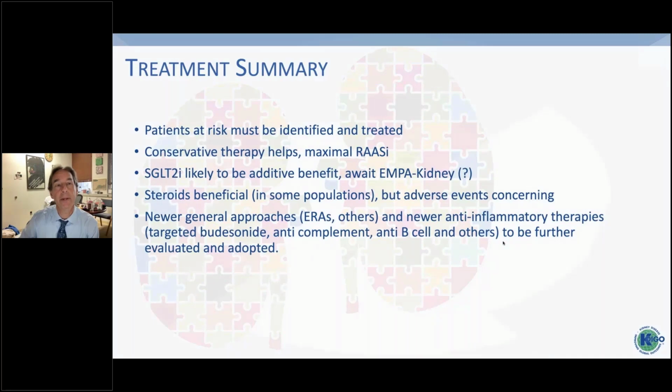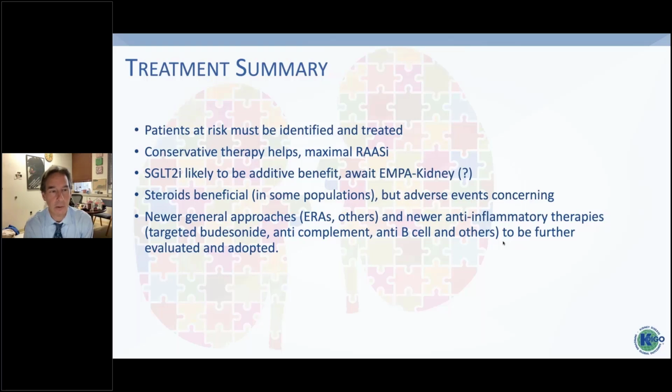So in summary, patients at risk of progression with IgA nephropathy must be identified in our communities, and the appropriate patients need to go on to treatment. Conservative therapy certainly helps, and we want to have maximal blood pressure control and maximal use of ACE inhibitors and angiotensin II receptor blockers to improve outcomes. SGLT2 inhibitors are very likely to be of additive benefit as we await the full results of the EMPA-KIDNEY study. You'll have to determine who should be treated and for what cost with SGLT2 inhibitors now.